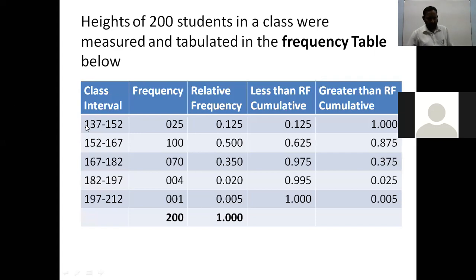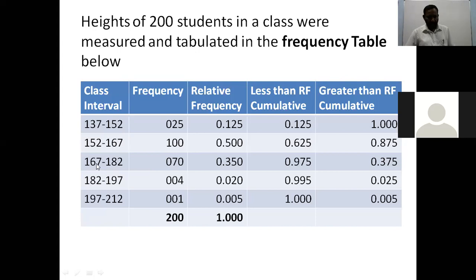In the class interval, you see 137 to 152 centimeters. So how many students fall into this category of height, 137 to 152 centimeters? 25 students out of 200 fall into this category, that is 137 to 152. Then 100 students fall into 152 to 167.